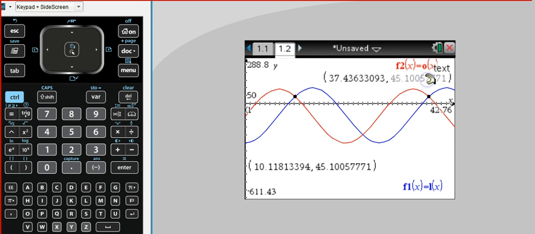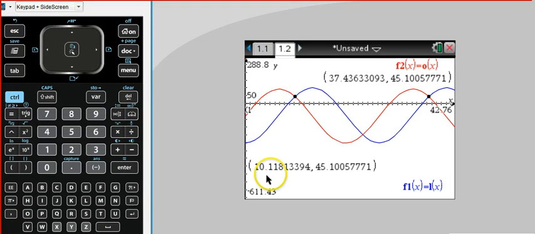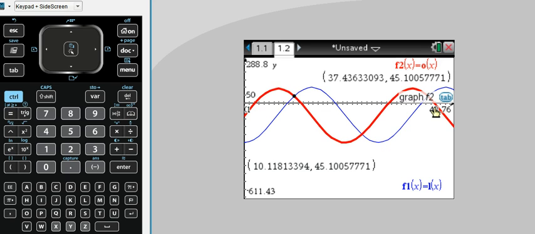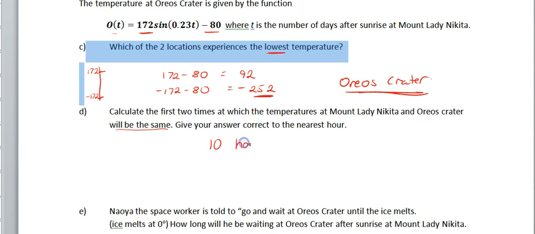is that value there. So the question is saying the first 2 times where they are the same, give your answer correct to the nearest hour. So this one here is 10.11 hours, so 10 hours, and this one here is 37.43 hours, so 37 hours. So your answers for this section would be 10 hours and 37 hours. They're the first 2 times that the temperatures are the same.